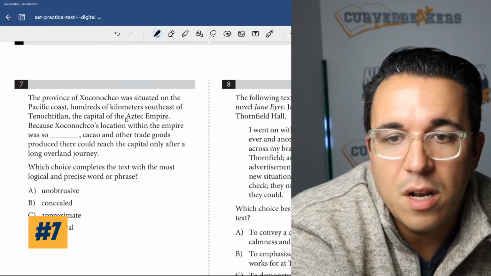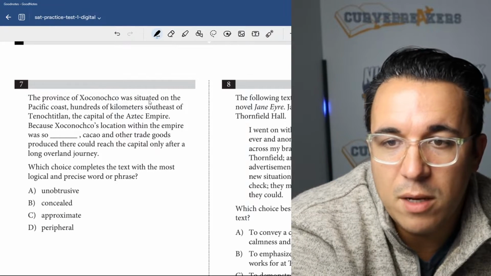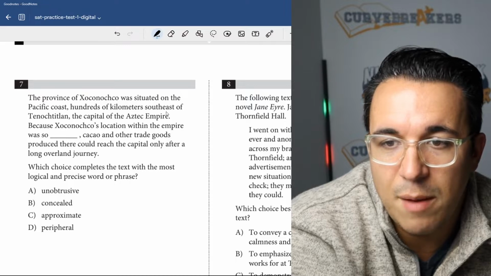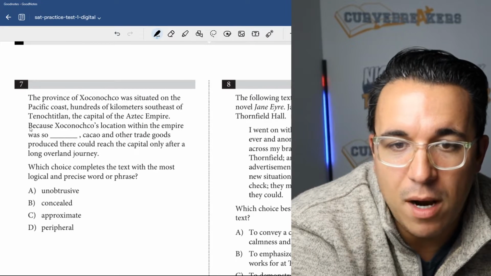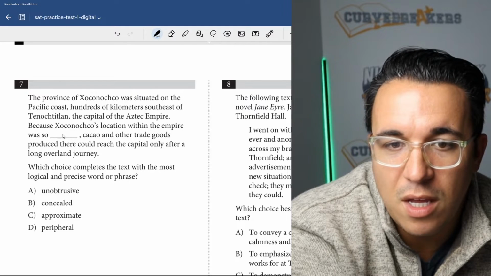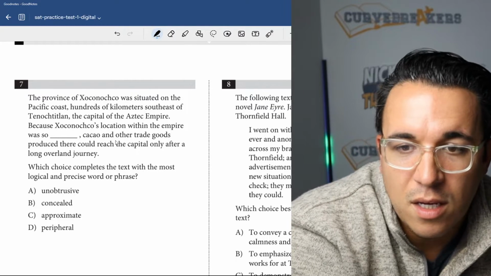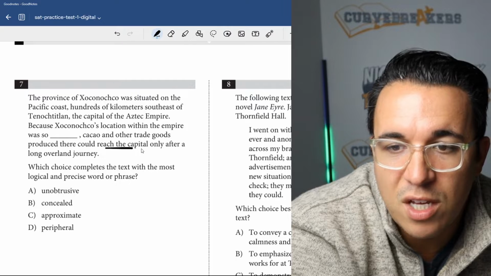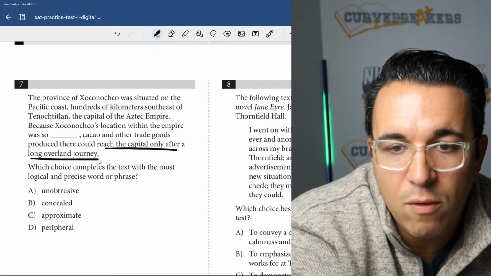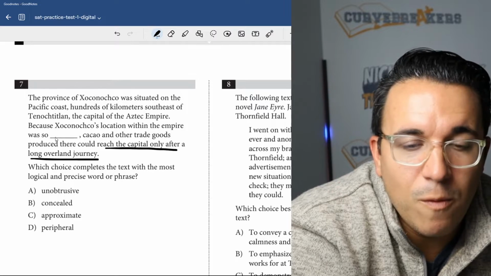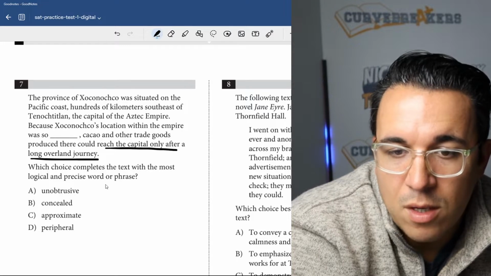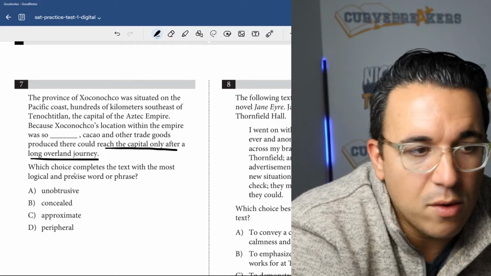All right, let's get into number 7. The province of blank was situated on the Pacific coast, hundreds of kilometers southeast of Tenochtitlan, the capital of the Aztec Empire. Because blank's location within the empire was so blank, cacao and other trade goods produced there could reach the capital only after a long overland journey. So it was so remote, right? It was so far away from everything else, right? So looking for a word that means far away or remote.